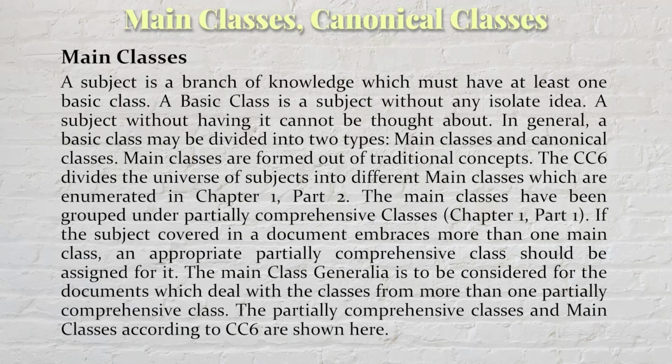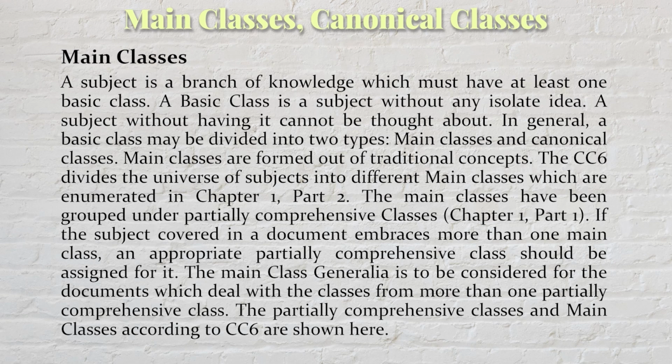A subject is a branch of knowledge which must have at least one basic class. A basic class is a subject without any isolate idea. A subject without it cannot be thought about. In general, a basic class may be divided into main classes and canonical classes. Main classes are formed out of traditional concepts.